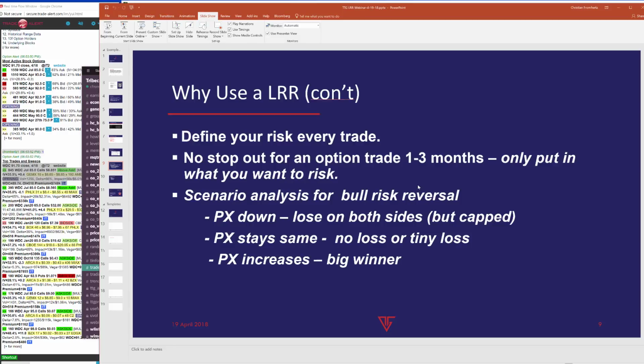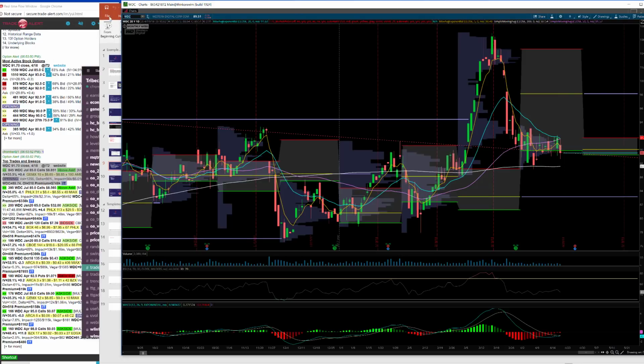But I say to traders all the time, if you're putting on a May or even a June option position, you have to be comfortable with losing all the premium, because you can't stop yourself out, right? It's not like a stock trade. A stock trade, so going back to the, we could look at this STZ chart.